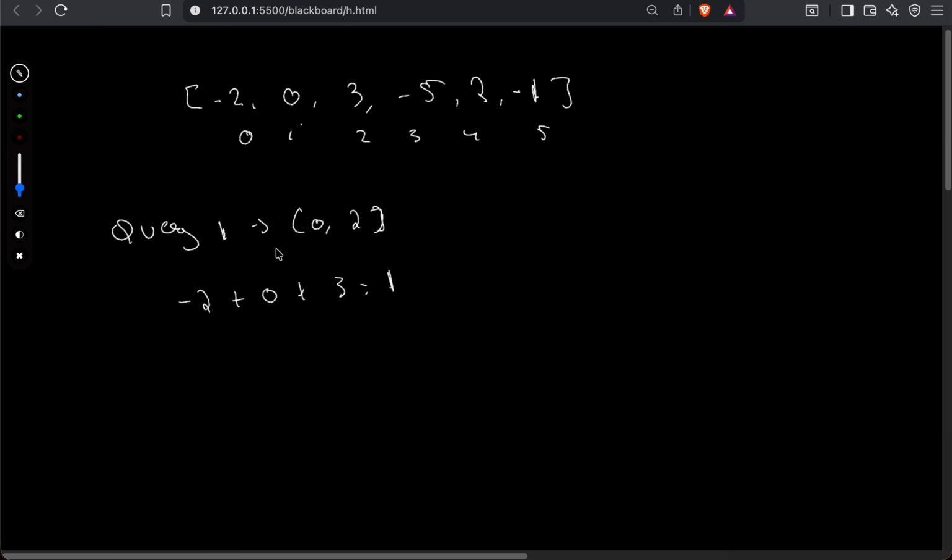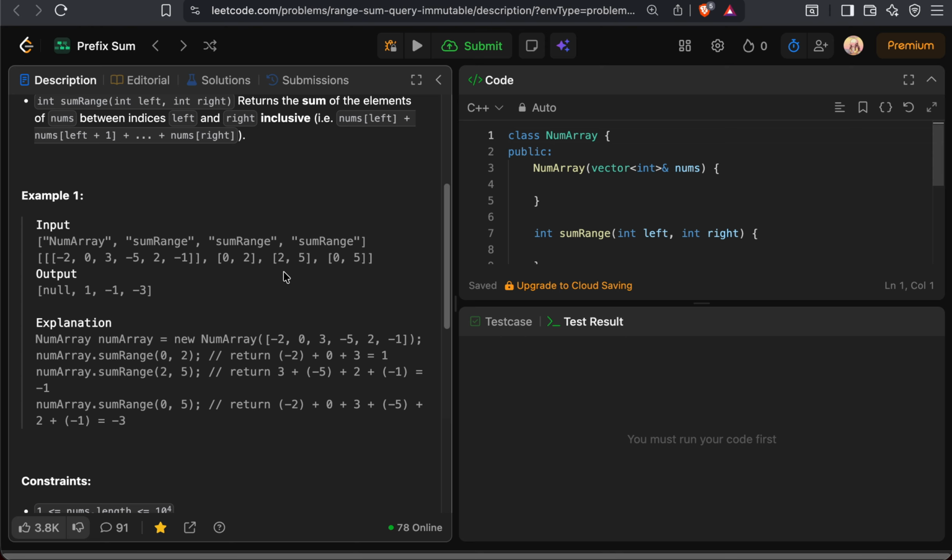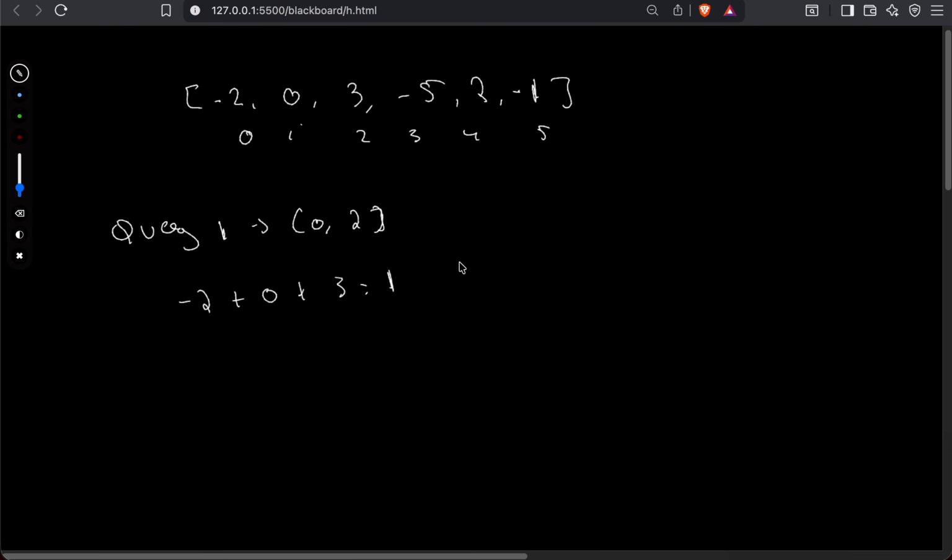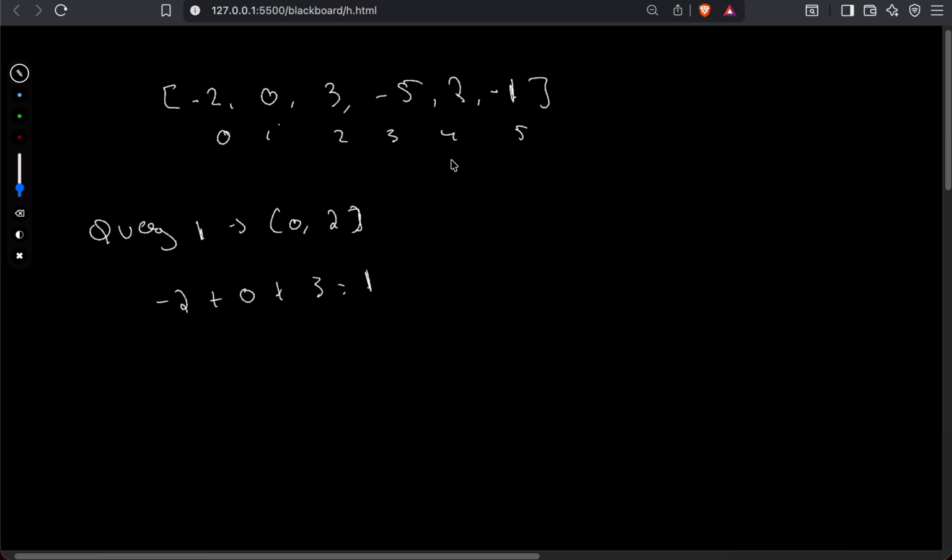The second query is sum range 2, 5. So from index 2, 3 plus -5 plus 2 plus -1. The sum of all this is -1.